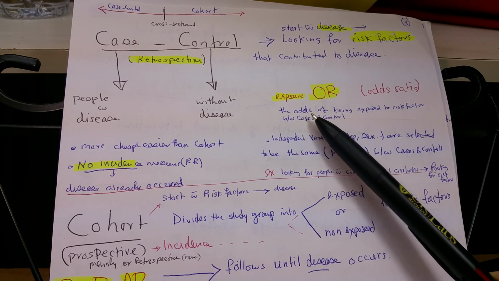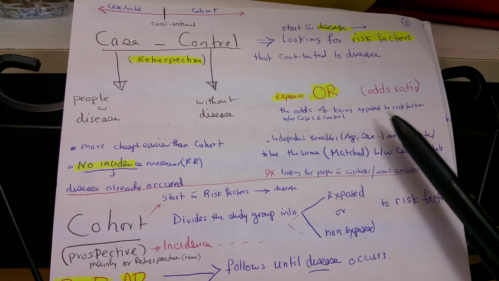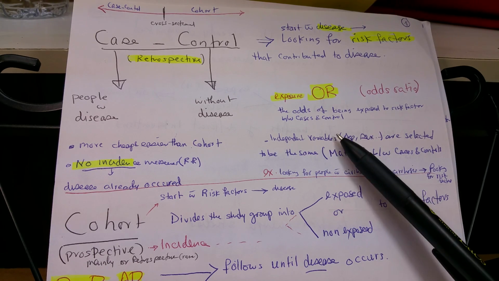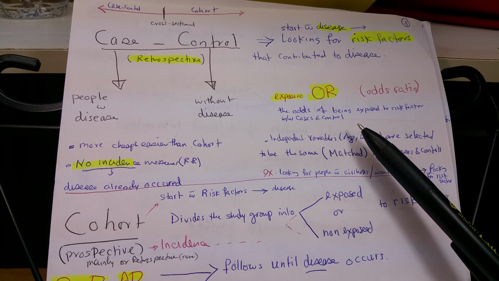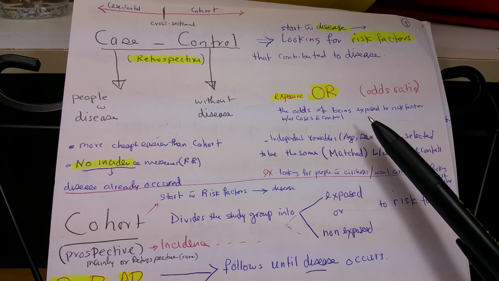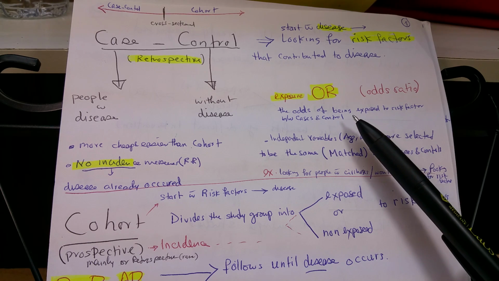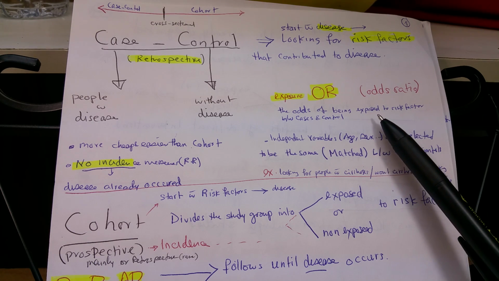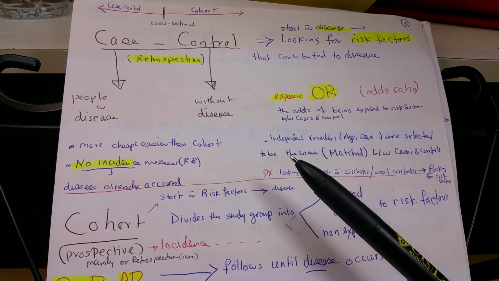It tells the odds of being exposed to a risk factor between the cases and the controls. How much are the odds? Usually it's more in the cases. So it tells you that the odds are more by 2, by 1.1, by 3. How much are the odds to develop a disease between the cases and the controls? Okay.